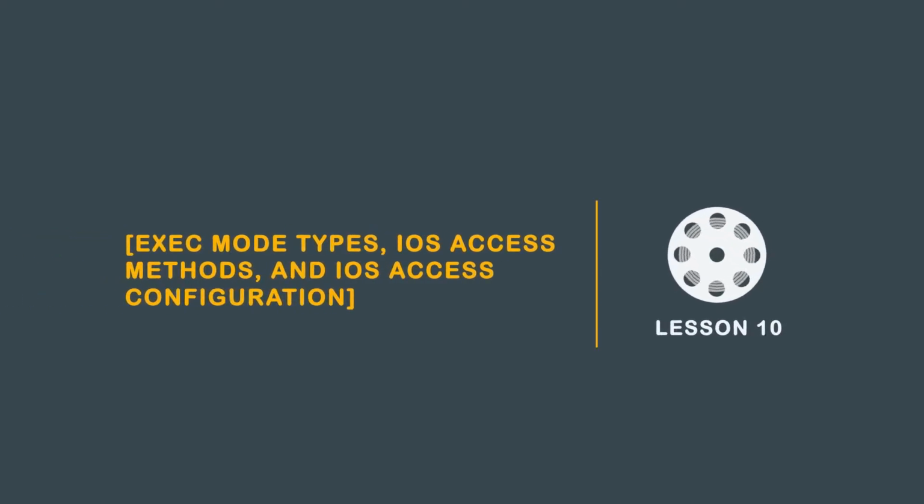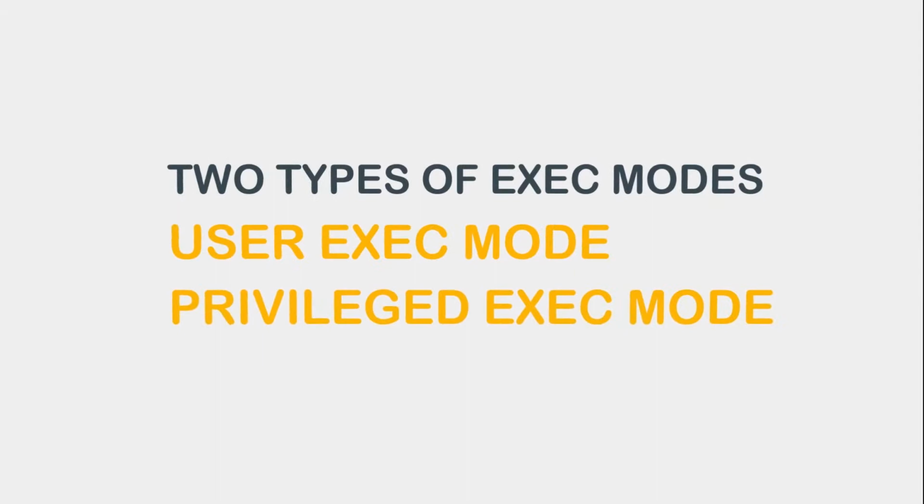In this video, we will discuss exec mode types, IOS access methods, and configuration of IOS access to secure command line interfaces. We highly encourage you to open up your copy of Packet Tracer and practice the commands we reference. There are two types of exec modes that you can use when administering local and remote access to the command line interface: user exec mode and privileged exec mode.